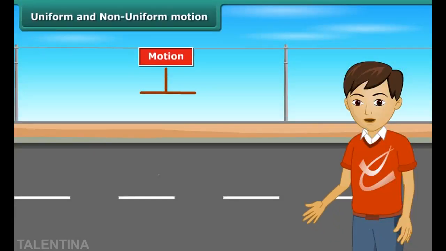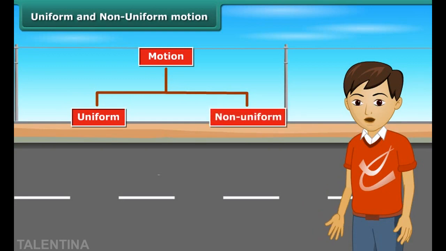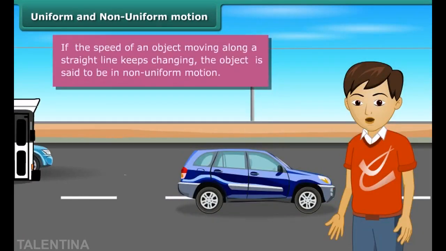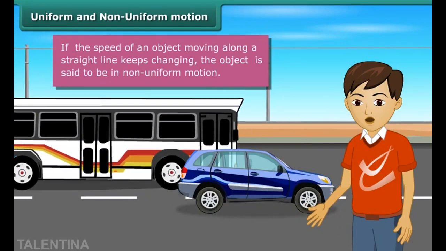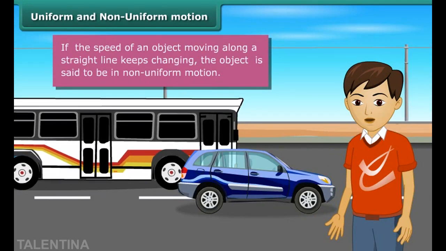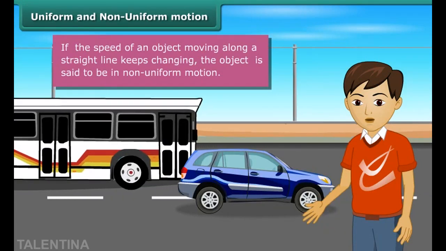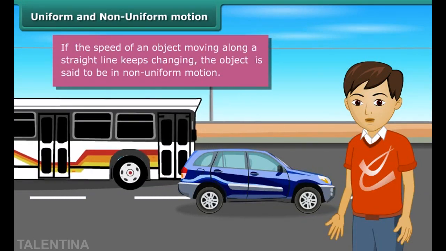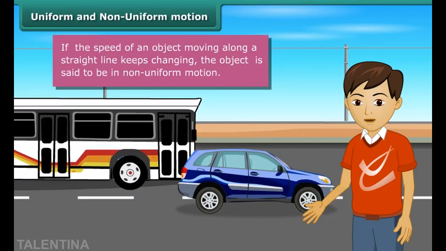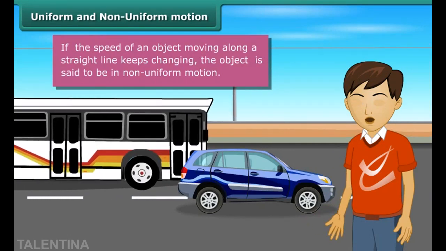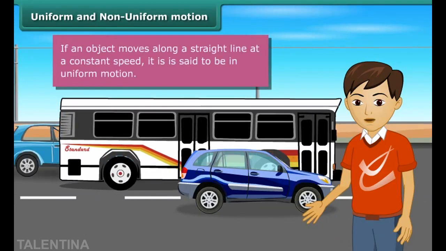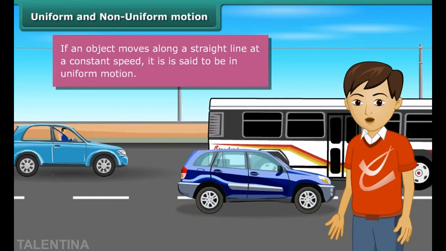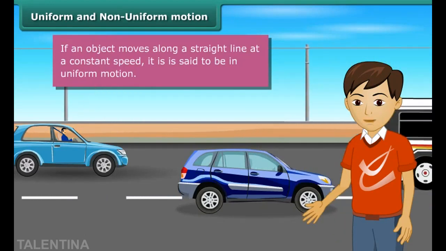Motion can be classified as uniform or non-uniform depending on the speed of an object. If the speed of an object moving along a straight line keeps changing, its motion is said to be non-uniform. A bus, for example, moves at varying speeds over varying stretches on its long route. Hence, its motion is non-uniform. If an object moves along a straight line at a constant speed, then it is said to be in uniform motion.